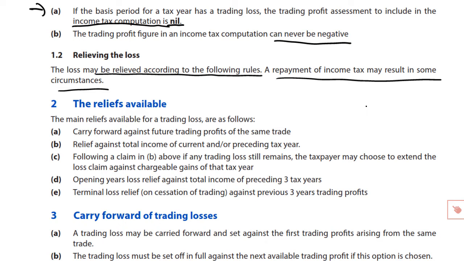So what are these reliefs available? Well, the ones relevant for us in relation to our syllabus, our main reliefs for a trading loss are as follows. A very simple one, but with no immediate benefit achieved, is to carry forward the loss against future trading profits of the same trade. Carry forward against future trading profits of the same trade.